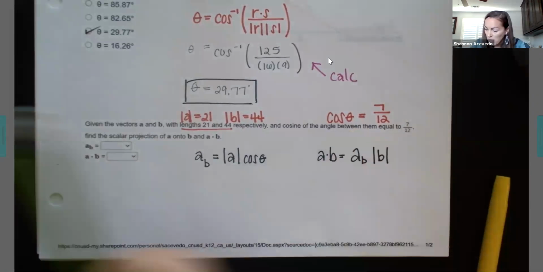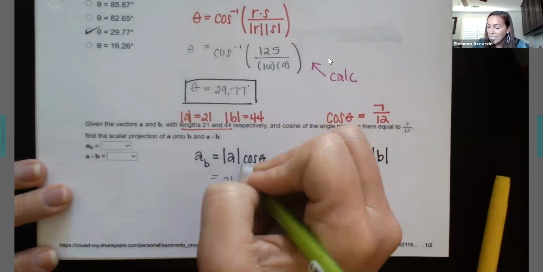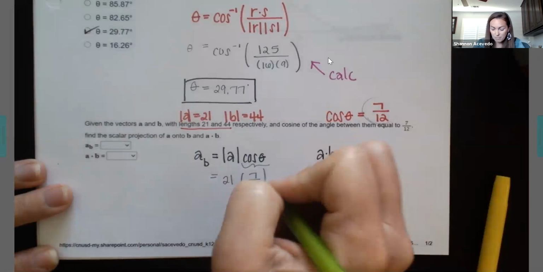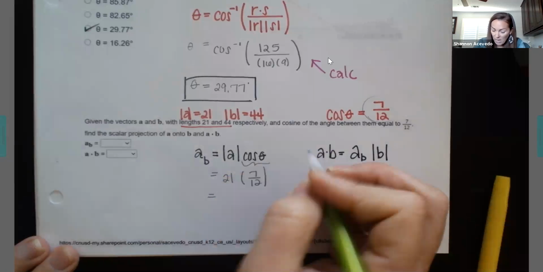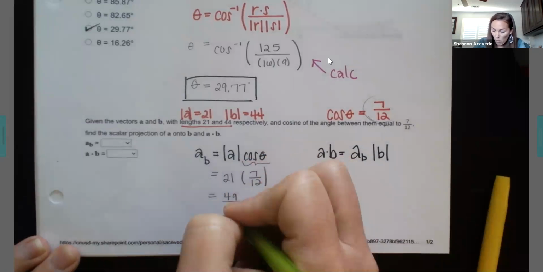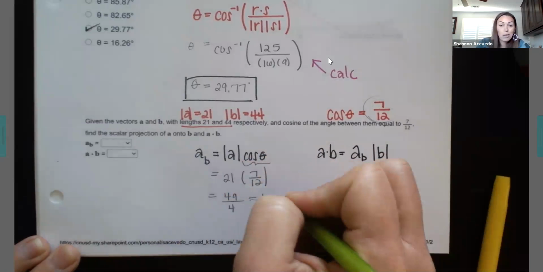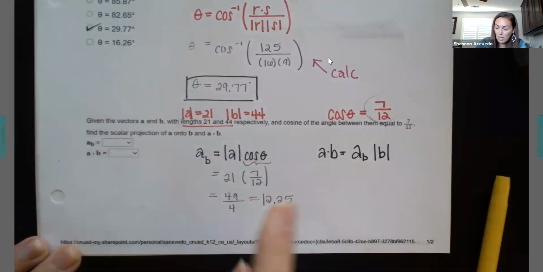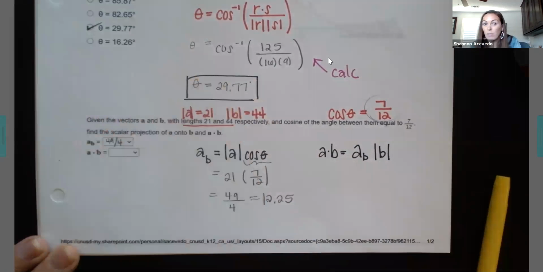My projection of A onto B is going to be the magnitude of A, which is 21, times cosine of theta, which is this whole thing, 7/12. So I can multiply it out, and it's going to end up being 49 all over 4, which is approximately 12.25. I probably would have gone straight to the calculator, but your answer choices are going to be written as 49 all over 4. Personal preference, however you want to do it.